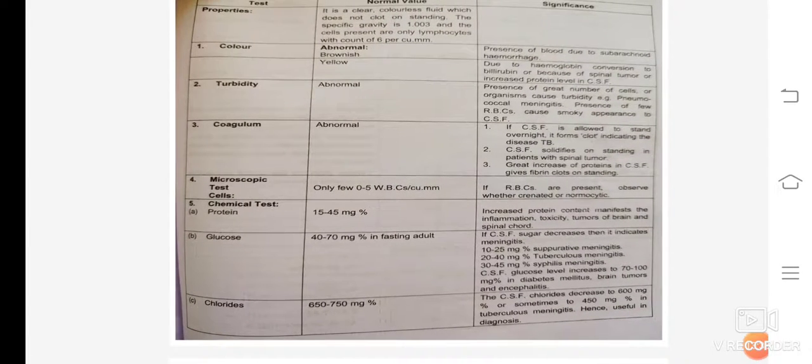These are the CSF examination. First is properties, then first test is color test, second turbidity test, third is coagulum, fourth microscopic test for cells, then chemical test, in that protein, glucose and chlorides. These are the tests useful for CSF examination.